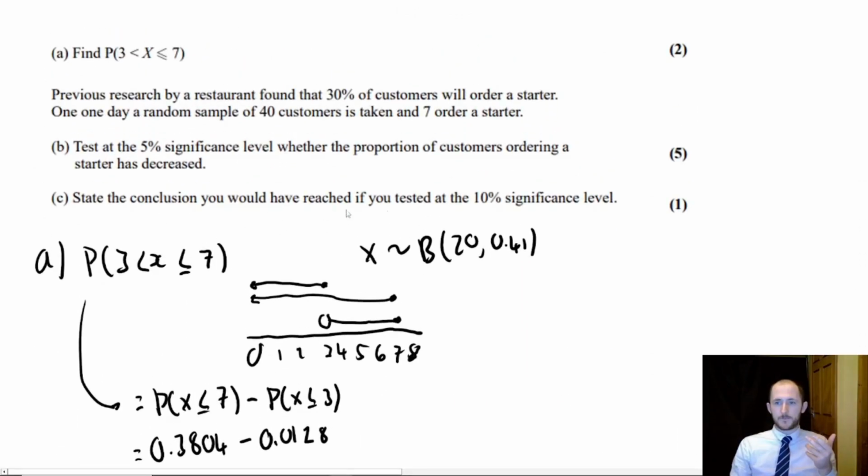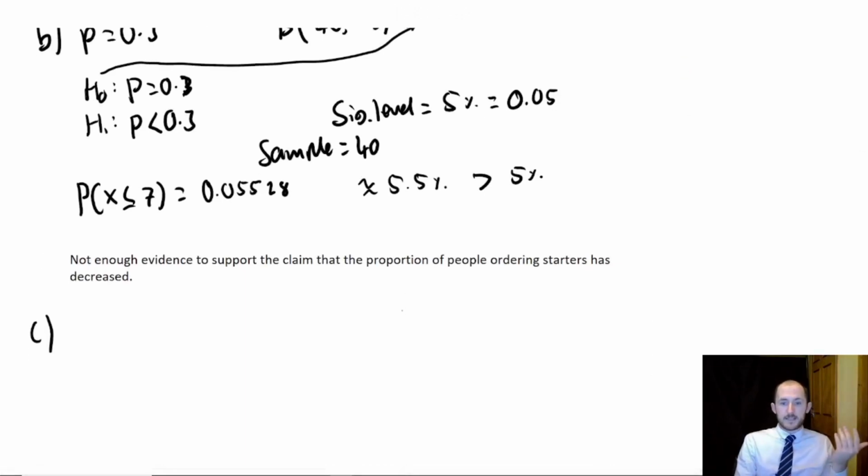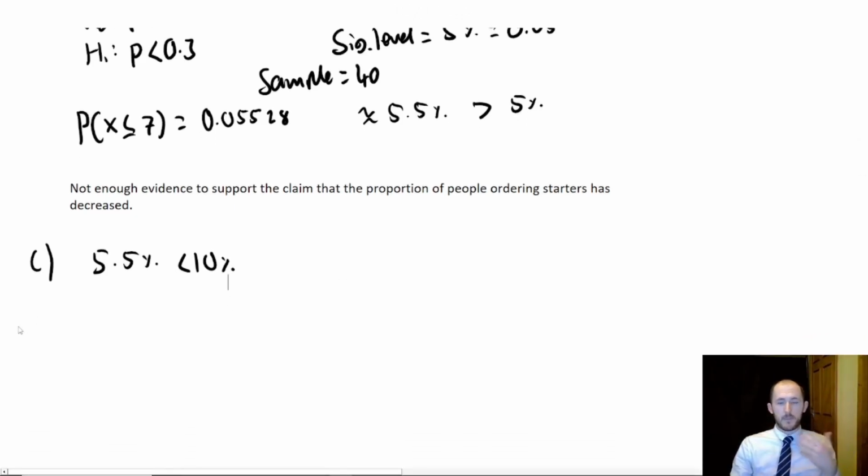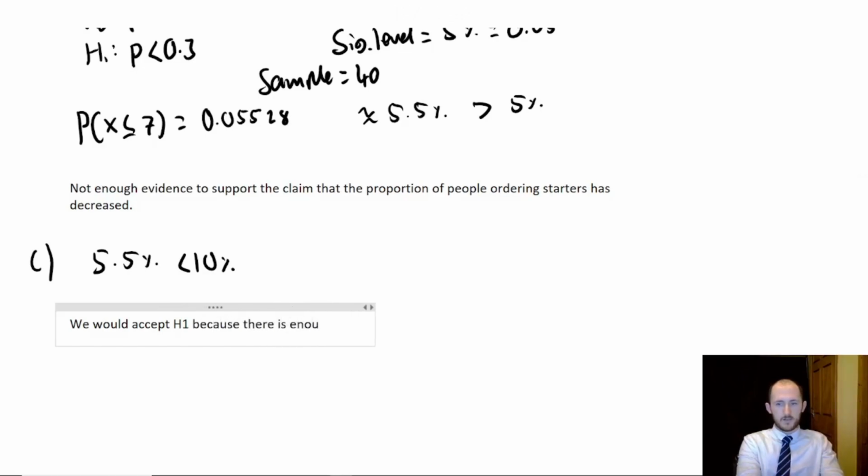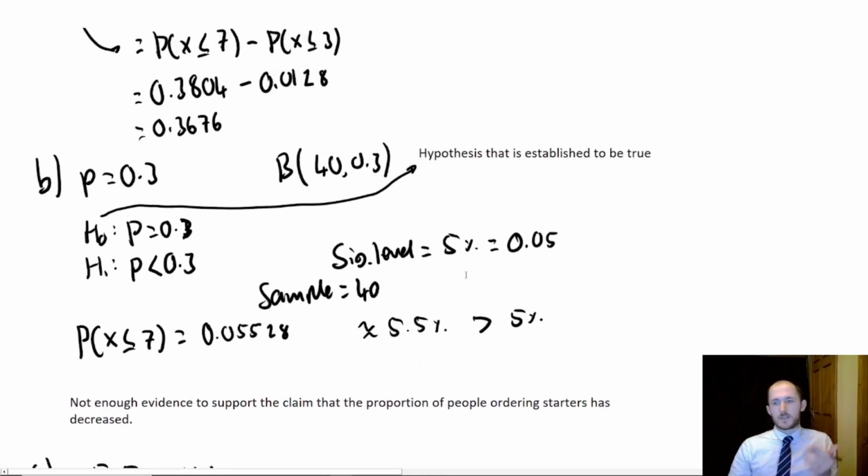What would you say? Well, if it's a 10% significance level, then all of a sudden my 5.5% is less than 10%. So what I'm going to say now is the complete opposite. So we would accept H1, right? Because there is enough evidence.